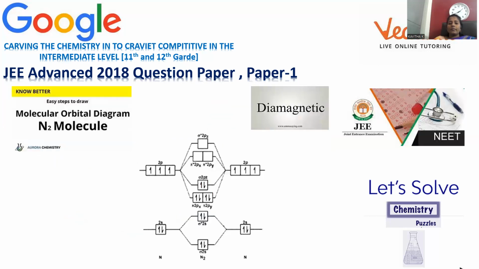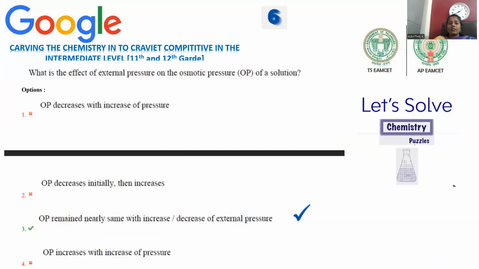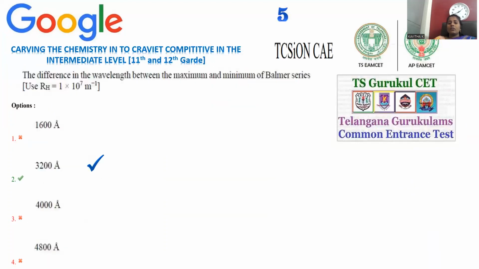Move on to question number 5. Question number 5 is collected from the Telangana MCET examination conducted in the year 2022. The difference in the wavelength between the maximum and the minimum of the Balmer series, use Rydberg constant value 1 into 10 to the power 7 meter inverse. The difference in the wavelength value is given as 3200 angstroms, to be calculated.